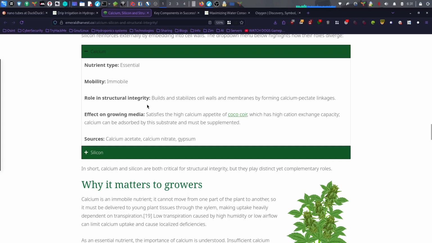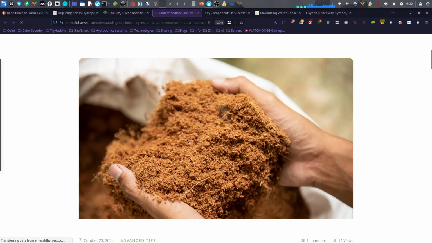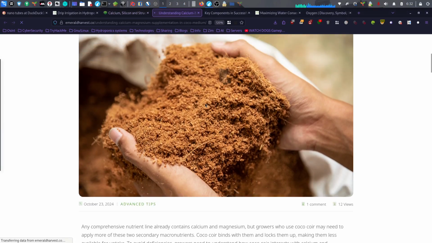Effect on growing medium: satisfies the high calcium demand of coco coir, which has high cation exchange capacity. Calcium can be absorbed by this substrate and must be supplemented. Sources: calcium acetate, calcium nitrate, gypsum. These elements can be found in rocks in different places on our planet.